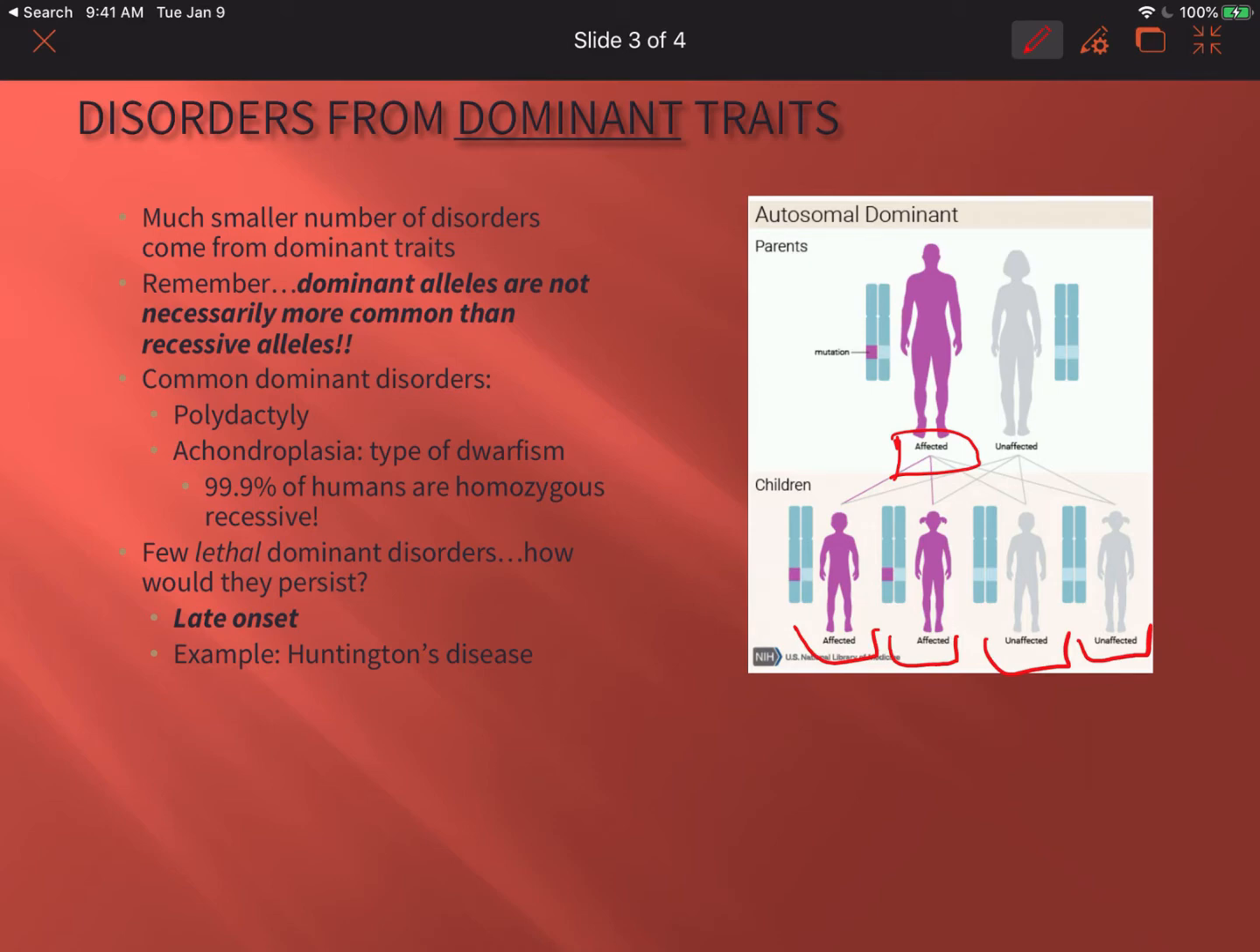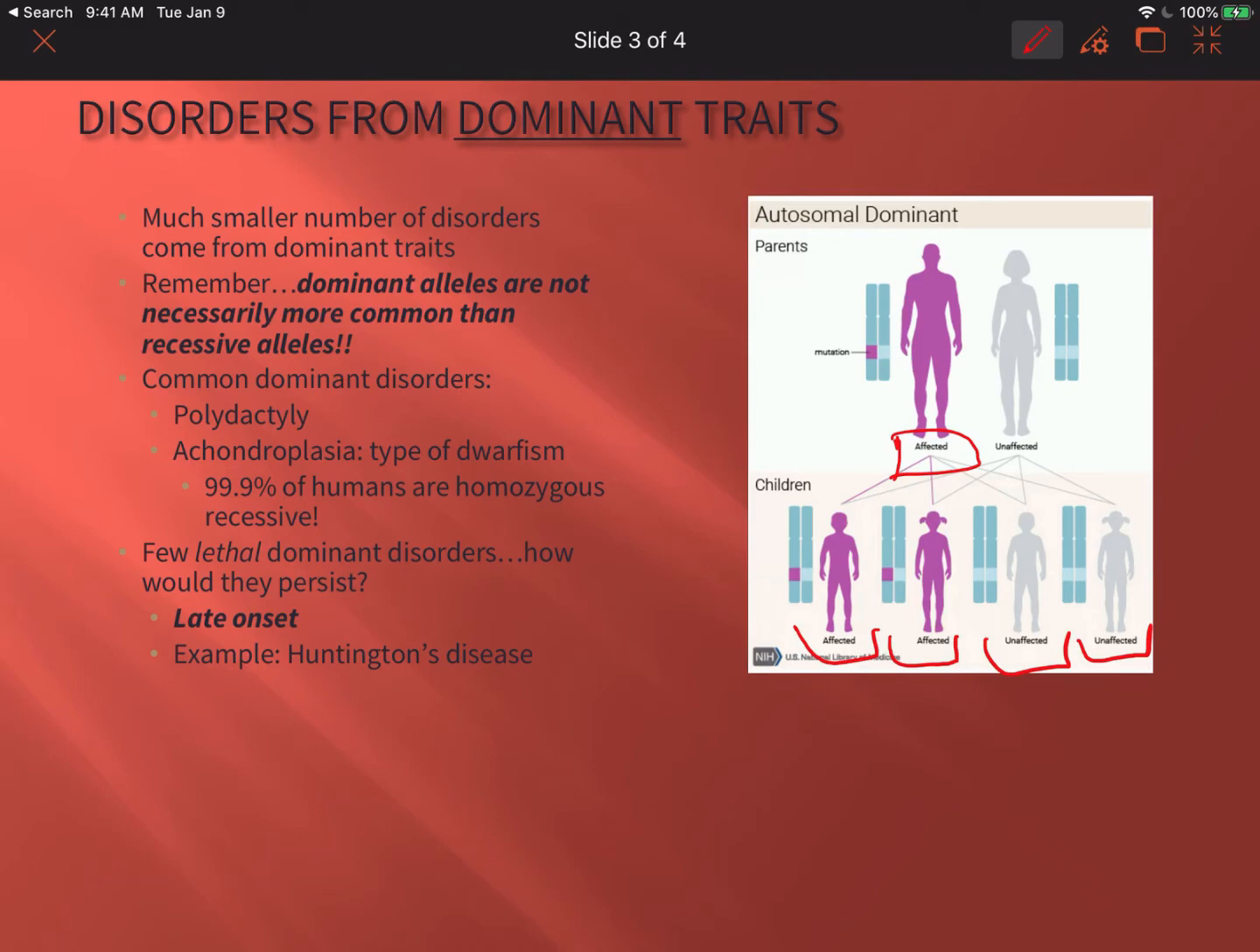99.9% of humans are actually homozygous recessive for dwarfism. And it's when you are not homozygous recessive, when you have one copy of that dominant gene, that you are actually affected with achondroplasia. And so if we think about dominant disorders, there are very few that are lethal. And the reason for that is that, well, if you have one copy of it, then you basically would die. And so how are they even present?